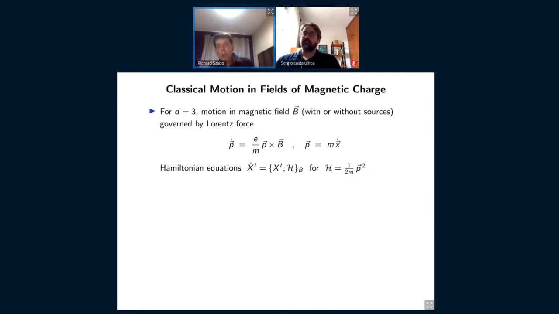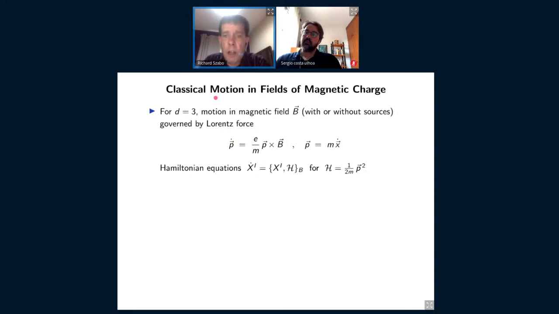Let me get back down to looking at the magnetic charge example. So let's go back to D = 3 and look at the motion in this magnetic field B. This is now a general magnetic field B. I'm going to think of this as either having magnetic sources or not. But no matter what, the key point about the dynamics of electric charge in magnetic fields is that you do not need a vector potential to describe them. This is a crucial thing.